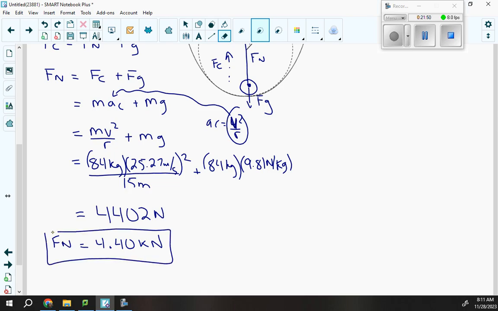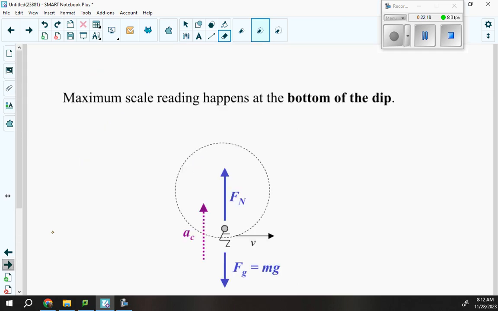If you want a bit of a bonus question, you can figure out how many g-forces that is. I think it's going to be quite a few. It's a tight circle, and he's going pretty quick around it. But yeah, so this person, if I did 84 times 9.81, their normal weight is 824 newtons, but they are feeling like they are 4,400 newtons. That is significantly heavier than they actually feel because they are at the bottom of the dip. Cool. So let's see what we got next.